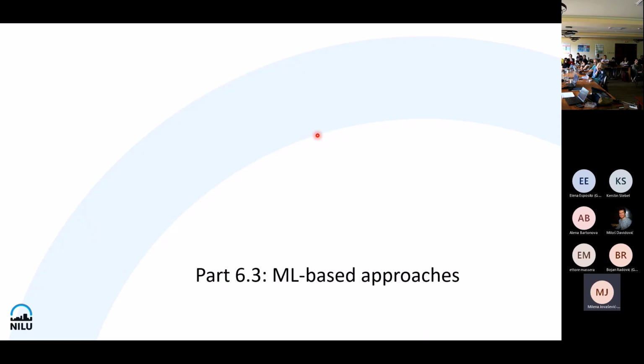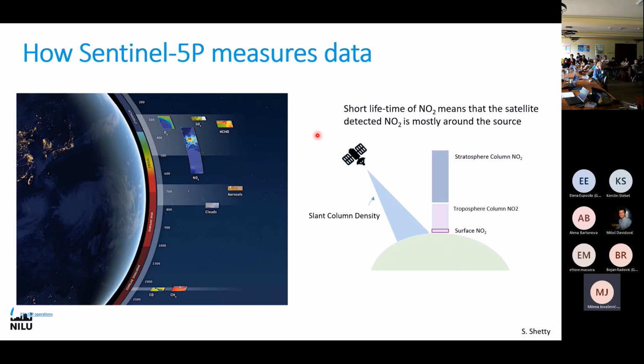So the third topic, I want to talk about this only briefly. This is machine learning based approaches. And what I want to talk about is a study that our PhD student Shubita is working on. She's trying to calculate surface NO2 from the TROPOMI NO2 column, and she's trying to do that using machine learning.